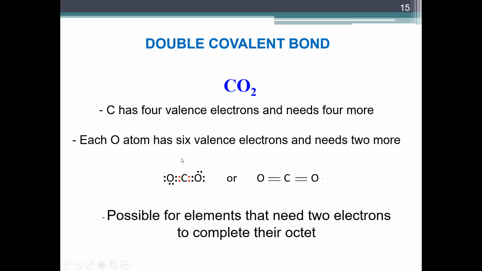But are they all octets? Yes, oxygen is an octet: 1, 2, 3, 4, 5, 6, 7, 8. The second oxygen, 1, 2, 3, 4, 5, 6, 7, 8. Carbon, 1, 2, 3, 4, 5, 6, 7, 8. They are all happy. Carbon does not have any non-bonding electrons, but the oxygens have 2 pairs. So if I want to draw the Lewis structure of this, for example, I can ask a student.